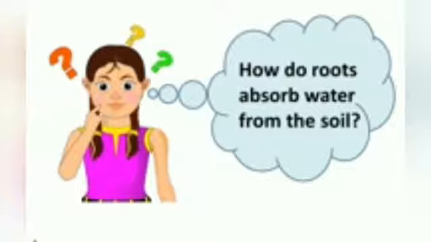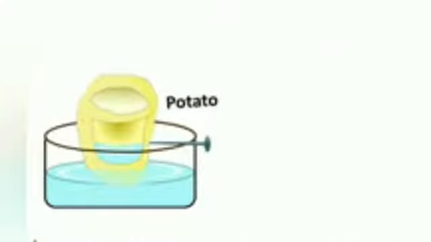Now the question is, how do roots absorb water from the soil? To understand this, let us perform an experiment. Take a large potato and peel off its outer skin. Cut it into two halves. Now make a deep and hollow cavity in one half.